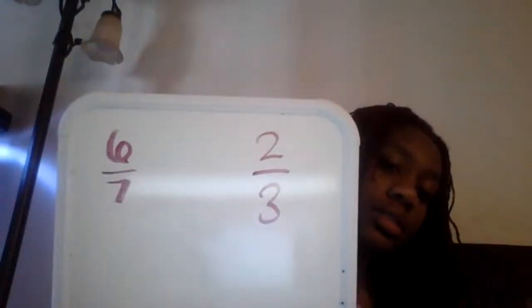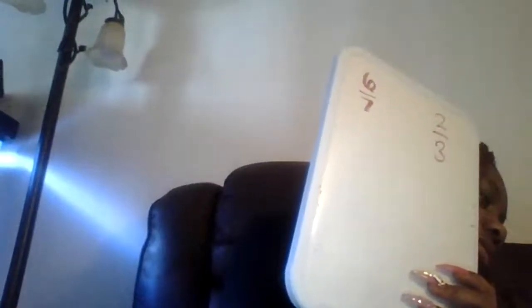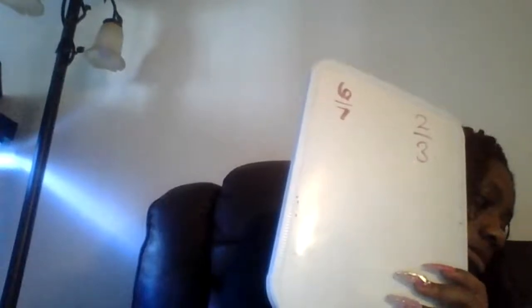We have 6 over 7 and 2 over 3. So we have 6 over 7 and 2 over 3. So step 1 is to draw our models. Same size circle.